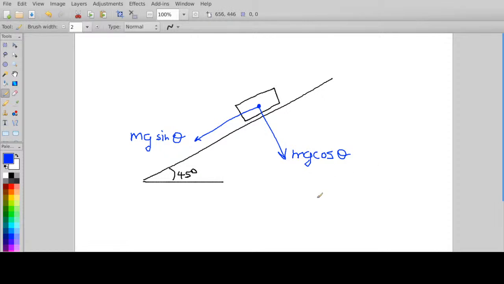Now, why the cosine is perpendicular and the sine is parallel, I'm not going to explain right now. I'd rather we just go through the steps so that we don't get too bogged down in the details. But if you go back to the notes or the lecture, I explain why. It has to do with making a bunch of right angle triangles in here. So the best thing for you to do is just memorize that when you've got an inclined plane problem like this, and only an inclined plane problem, the cosine is the perpendicular component and the sine is the parallel component.